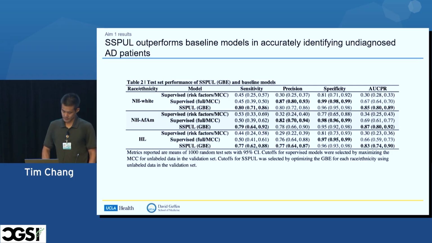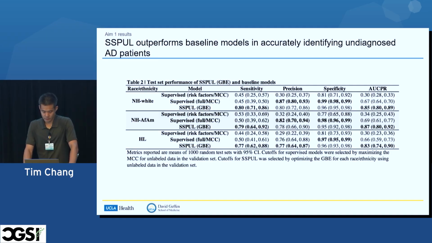Okay, this is the main table we're interested in looking at. We're interested in looking at sensitivity and precision, essentially, because there are fewer cases than there are controls. If we look at the non-Hispanic white group, these 2 top columns are supervised with the risk factors, and you can see that sensitivity is about 45%, but the precision can be quite low, either 30%, but it does increase to about 87%. But then with our SSPUL model, we can increase the sensitivity to about 80%.